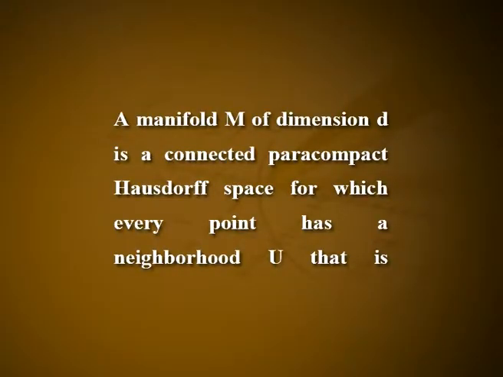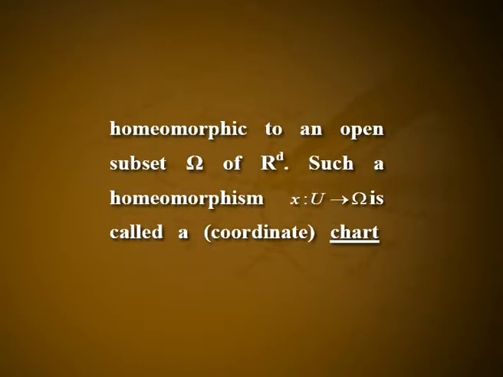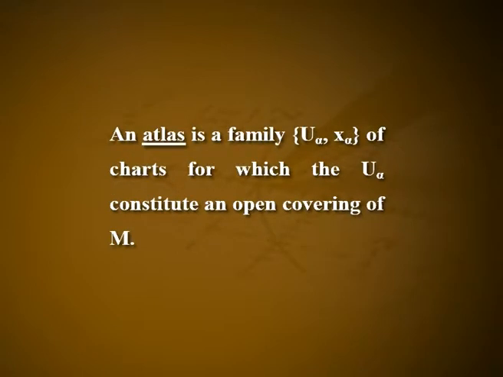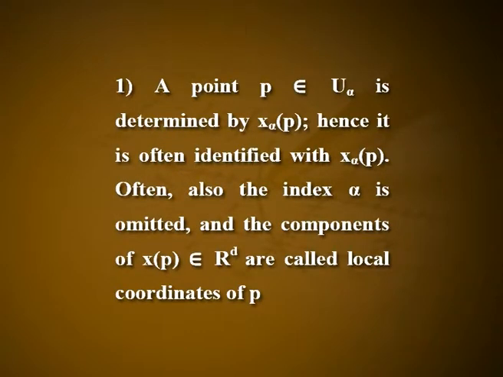Definition 1. A manifold M of dimension d is a connected paracompact Hausdorff space for which every point has a neighborhood U that is homeomorphic to an open set Omega subset of R^d. Such a homeomorphism x from U to Omega is called a coordinate or a chart. An atlas is a family of charts (U alpha, x alpha) for which the U alpha constitute an open covering of M. A point P belonging to U alpha is determined by x alpha of P, hence it is often identified with x alpha of P.